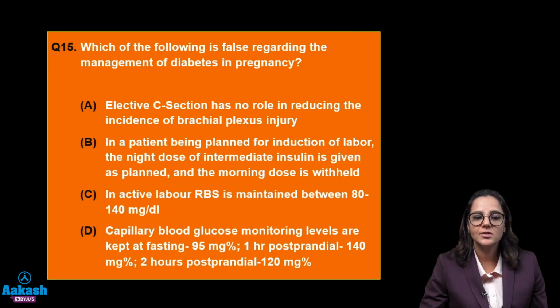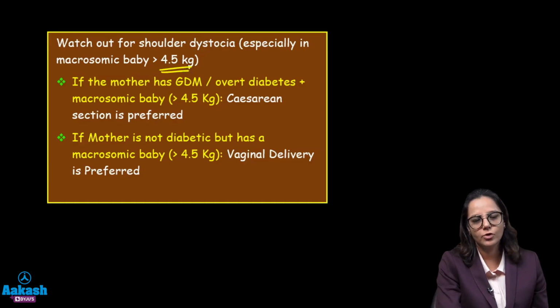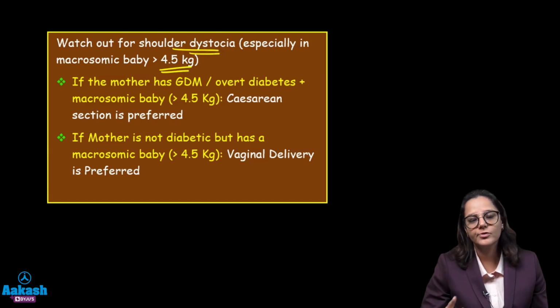Which of the following is false regarding the management of diabetes in pregnancy? Okay, so let's go through the salient features first. In diabetes, if there is a macrosomic baby more than 4.5 kg, what do we have to look for? Shoulder dystocia. So will you go for a cesarean section or not?